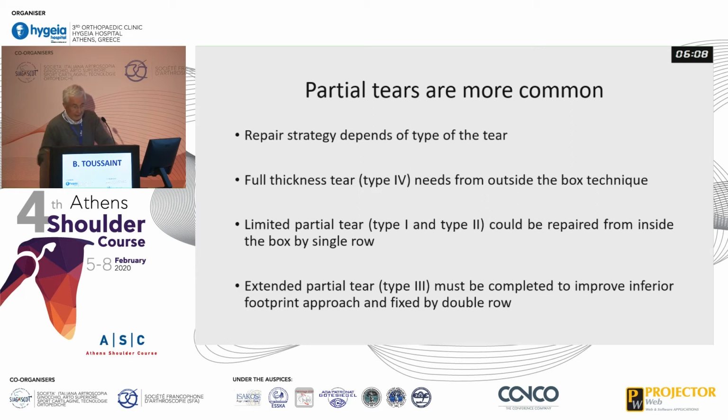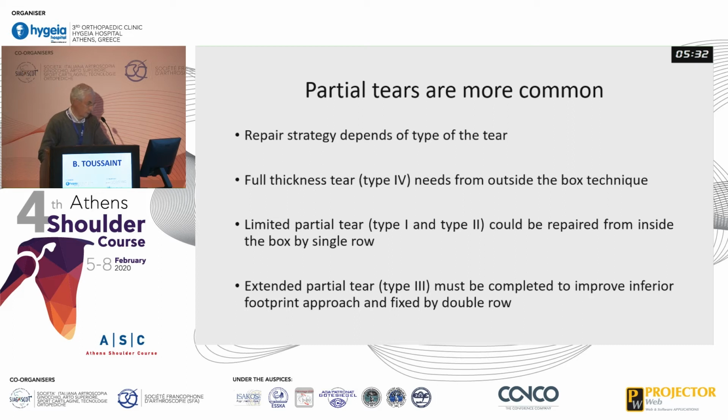But like the previous topic, the partial tears are more common, more frequent, and the repair strategy depends on the type of the tear. For the full thickness tear, you need an outside-the-box technique to repair the subscap. For the very limited partial tears, type 1 and type 2, you can repair from inside the box with a single row.